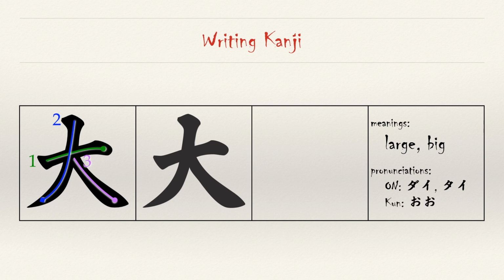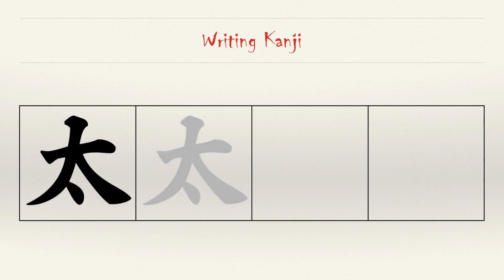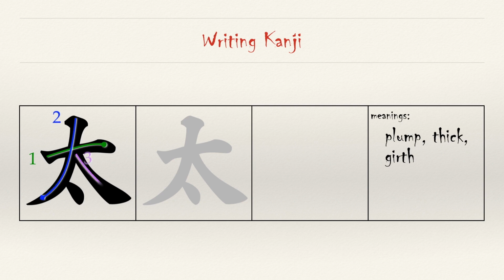Notice that this is a long o sound with the 2 o characters, not the usual o-u combination. So it's pronounced oo, not ou. The reason we reviewed big is because of this character. This character means plump or thick. And since we just reviewed big, this is a really easy character. The stroke order is pretty obvious. We'll first draw big. Then we'll put a little mark on the person's belly to show how plump he is.